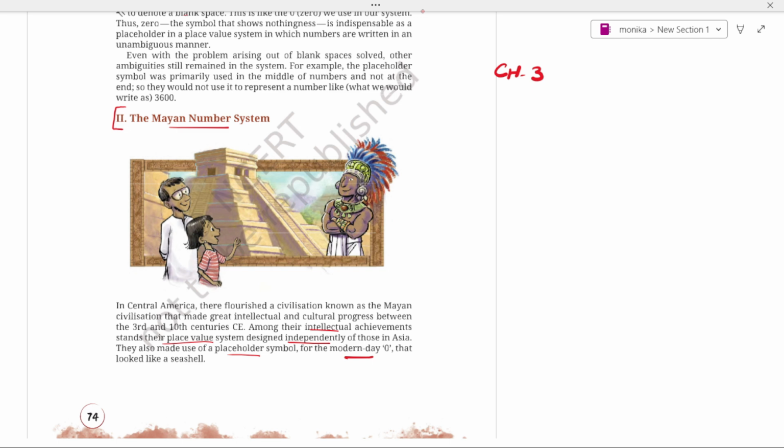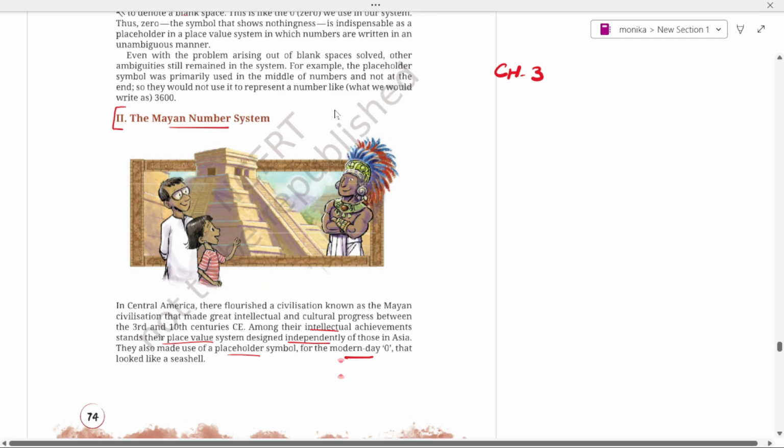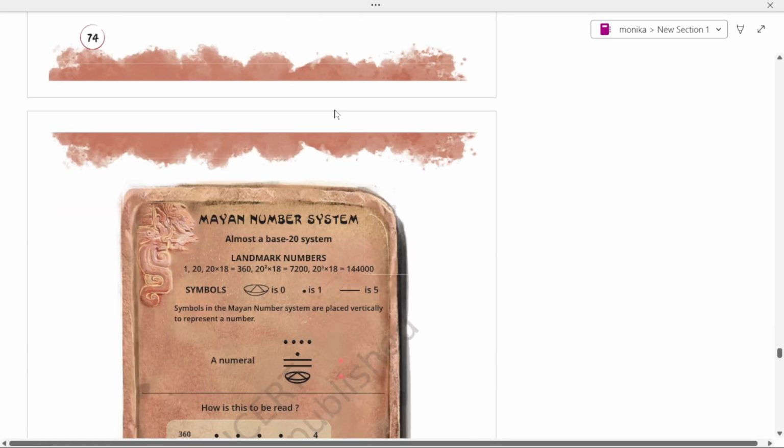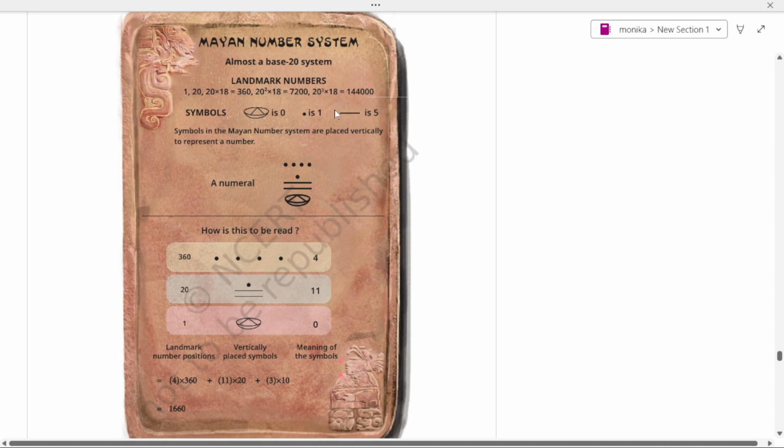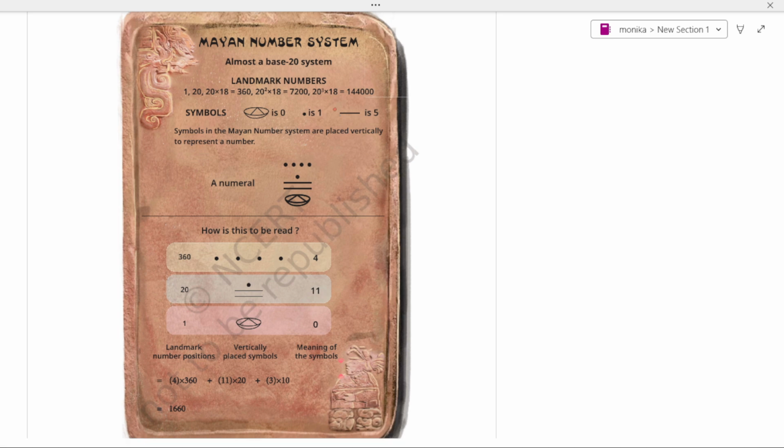Let us see the next picture here. So this is what we call the Mayan number system. How do we read it now? Firstly, this is a base 20 system, and the landmark numbers are 1, 20, 20 cross 18, 20 square cross 18, 20 cube cross 18, and so on. The symbol for 0 is in the form of a seashell, okay? A dot for 1, and a bar for 5.